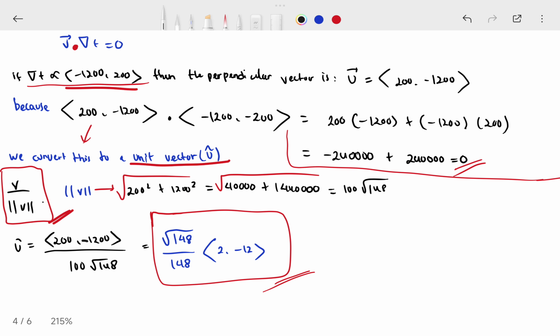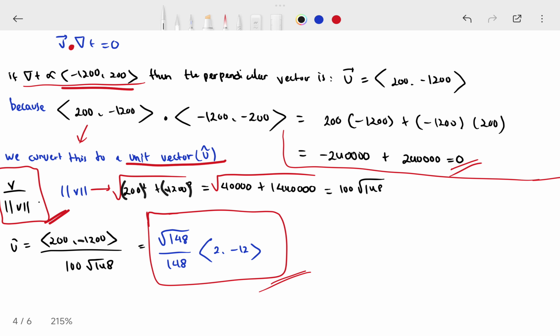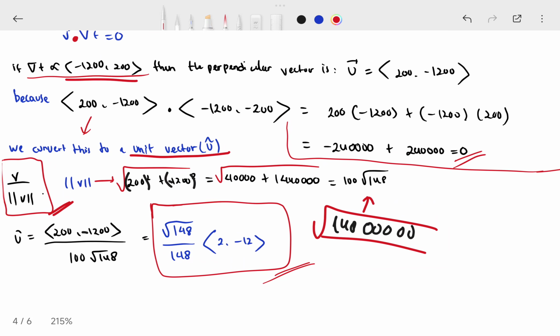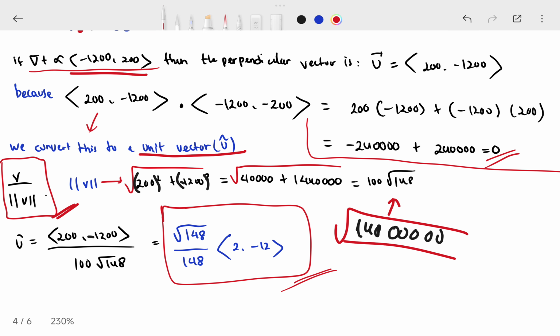And then first we compute the magnitude. So it is just 200 squared plus 1200 squared. I don't put the minus here because it is not necessary, since it is squared, so I'll just remove the minus. In the end, I got 100 times the square root of 148. Okay, we go with this, and we just put that into the equation.